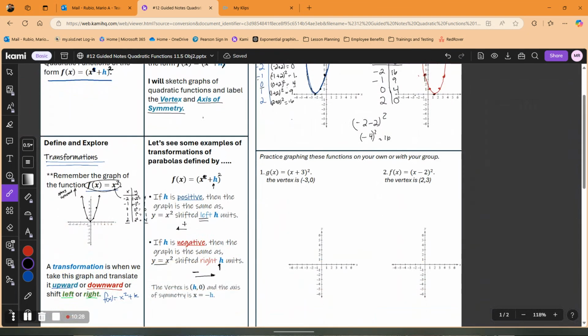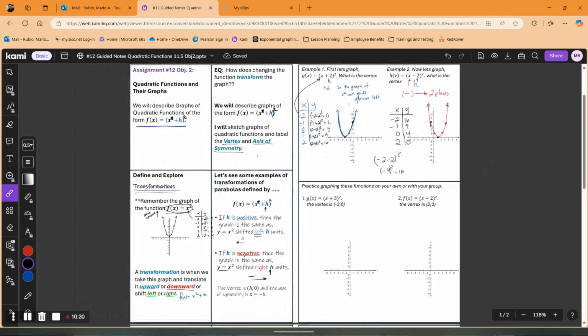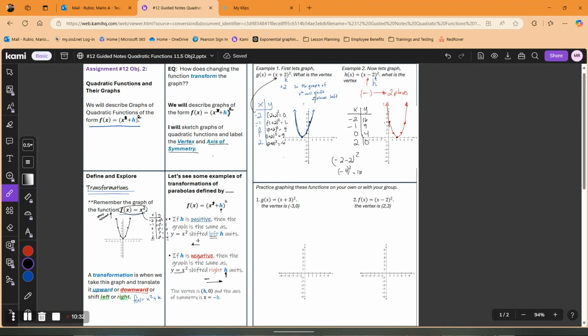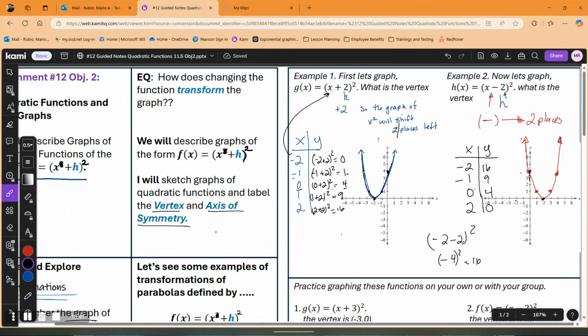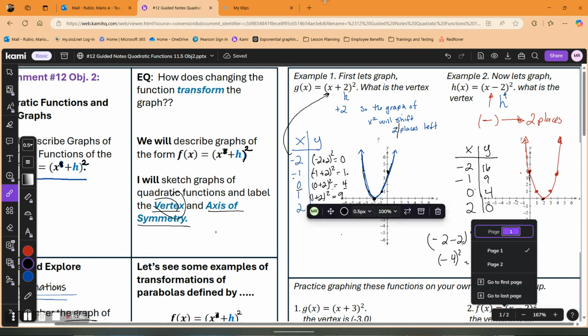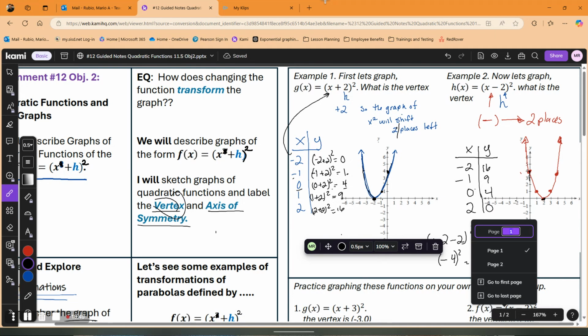What I want you guys to do now is practice graphing these functions on your own. You're going to look at number 1 and number 2. The other thing I forgot to show you guys in the first part, what is the vertex? I forgot to define the vertex. The vertex is the lowest point or the highest point on the graph. So in this case, the vertex is this point right here in the middle, and that is negative 2, 0. And this vertex is 2, 0.